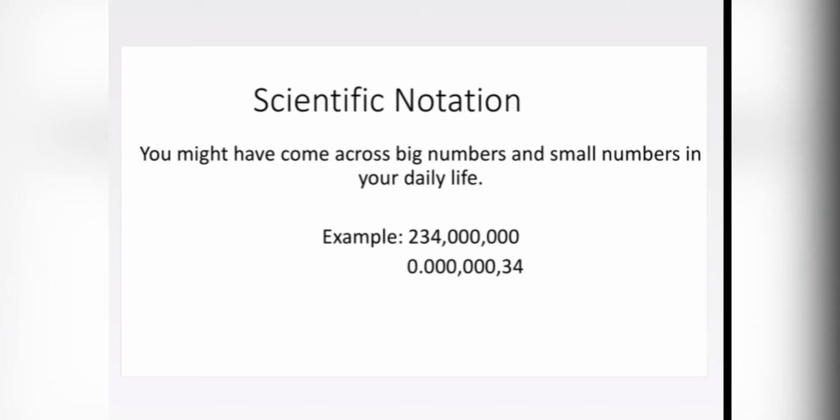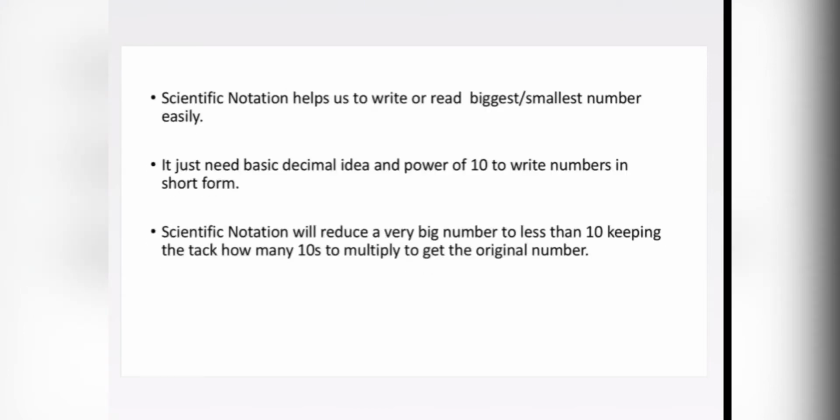When at a glance you are asked to read the numbers, it is difficult for you to read the number, right? So what scientific notation will do is help us to write bigger numbers and smaller numbers in an easy form. We just need the decimal idea and powers of ten to write the numbers in short form. Scientific notation will reduce the very big number to less than 10, keeping track of how many tens to multiply to get that original number.